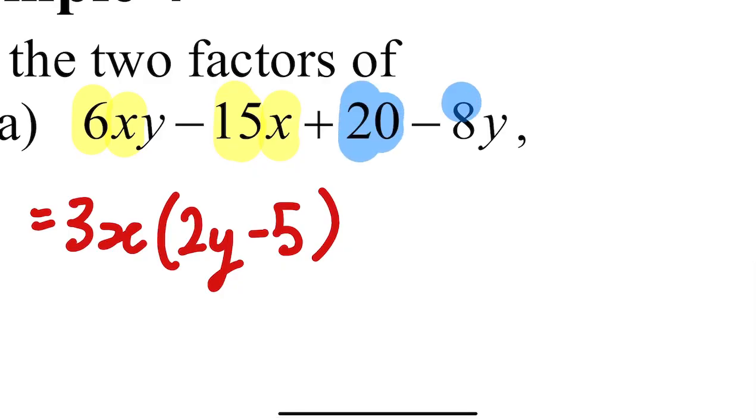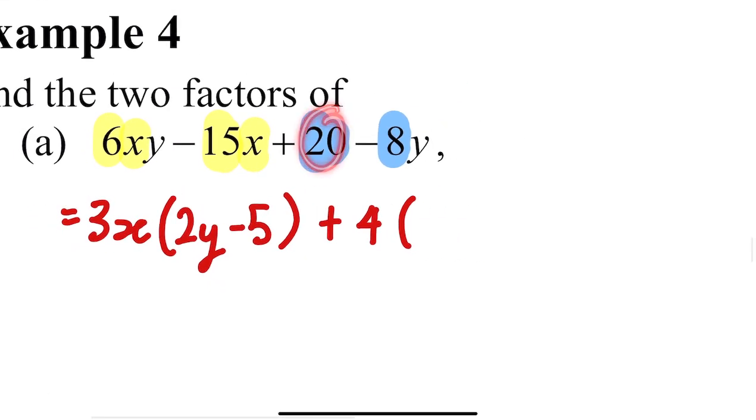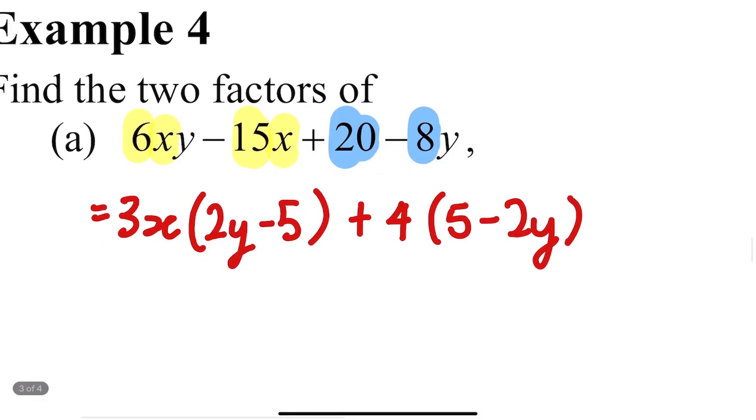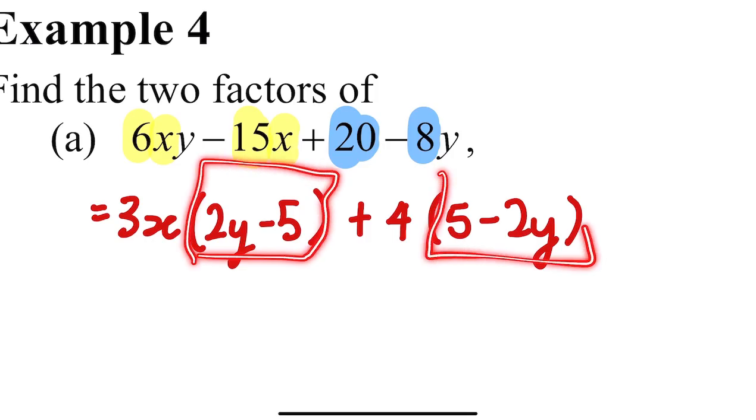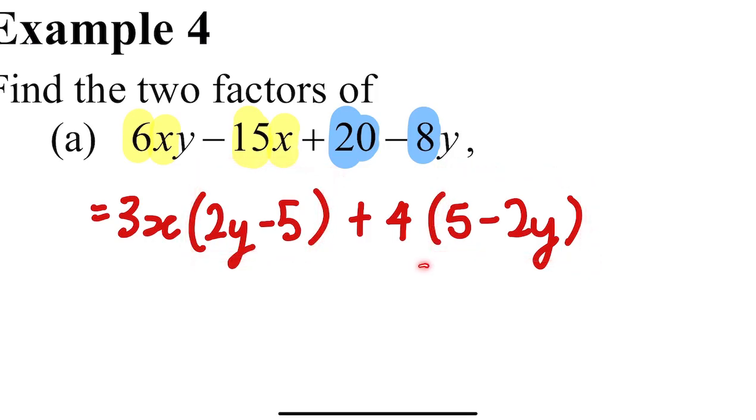I notice 20 and 8. The highest common factor is 4. So I can take out a positive 4. I'm left with 20 divided by 4, which gives me 5. Negative 8y divided by 4, I'm left with minus 2y. Okay, then now we check. Is 2y minus 5 the same as 5 minus 2y? They are not the same because the signs are flipped.